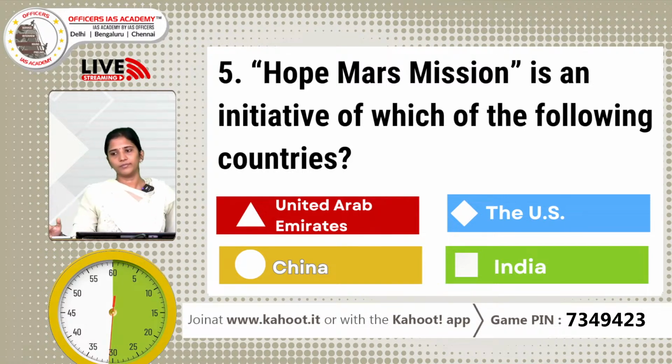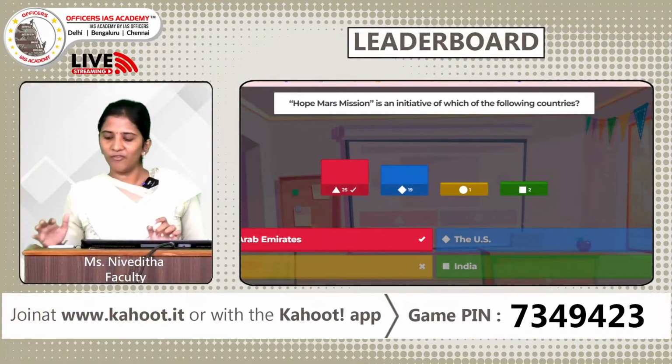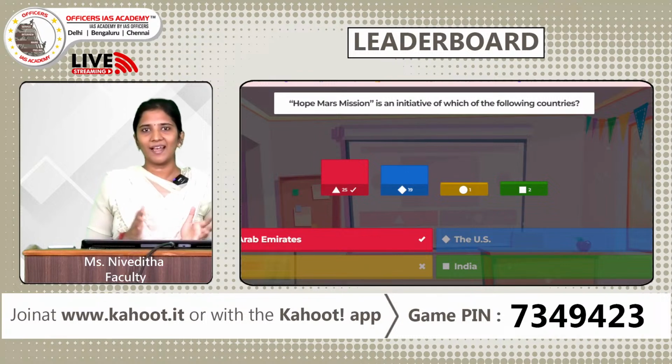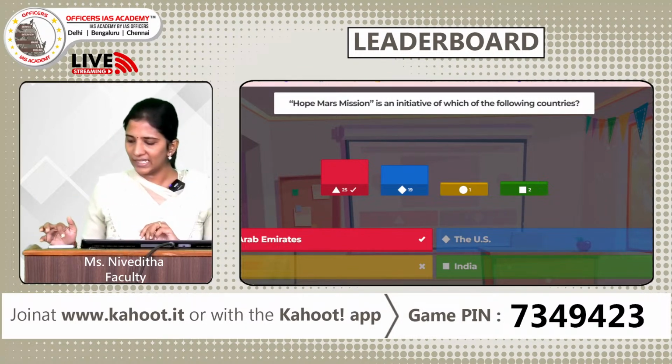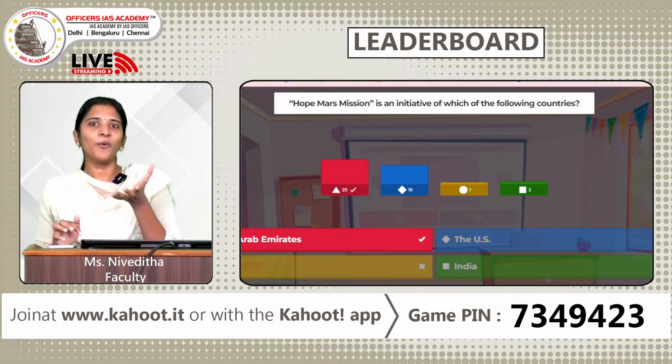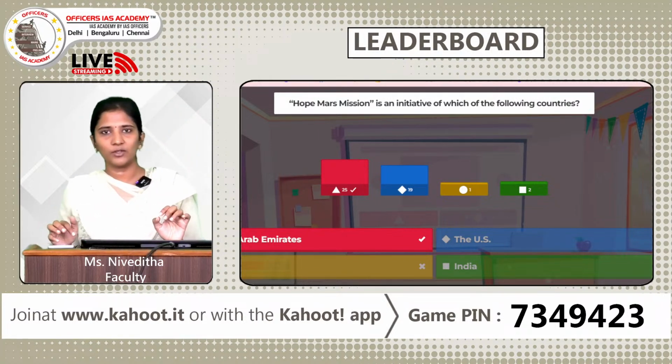It's about to end. 2, 1. The answer is UAE. Many have got it confused with the US. There are as many US answers as UAE answers. Don't get confused. Of course, with the name Hope, many would have guessed that it is the US. It's fine, but it is UAE's.